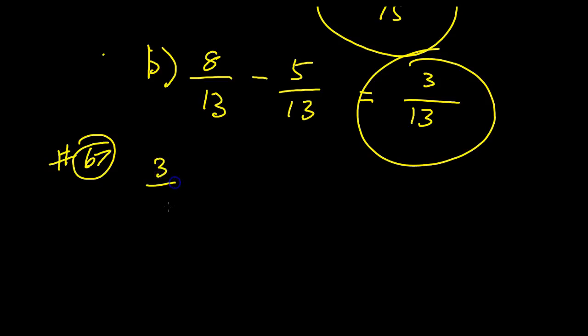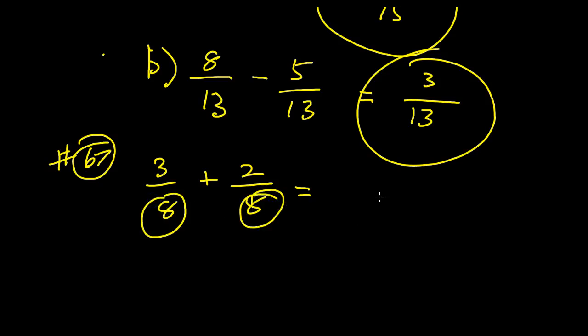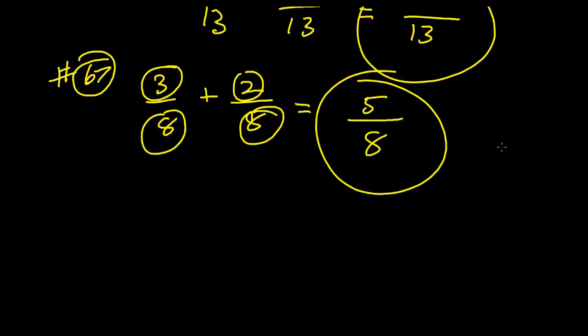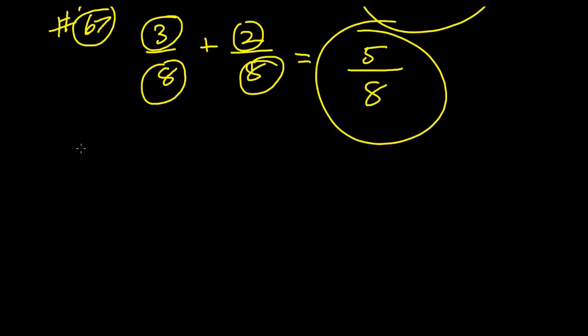I've got 3/8ths plus 2/8ths. Add the fractions and simplify as needed. Well, the denominators are already common here, so I'll just add or subtract the numerators as needed. 3 plus 2 is 5, and just keep the same denominator. Retain that common denominator in your final answer. 5/8ths, final answer.